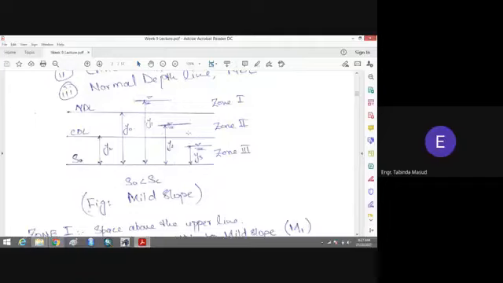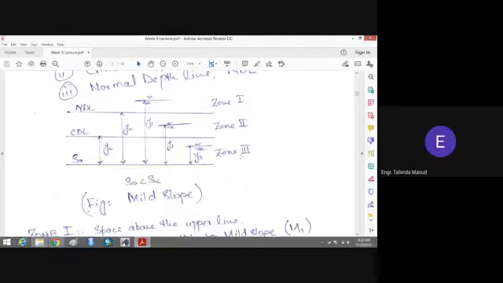The critical depth line and normal depth line. And what is zone number 3? This is the space below the lower line. Okay, the slope of the channel bed is not a line, this is the slope, and these are the lines. So zone number 1 is the space above the upper line, zone number 2 is the space between the two lines, and zone number 3 is the space below the lower line.